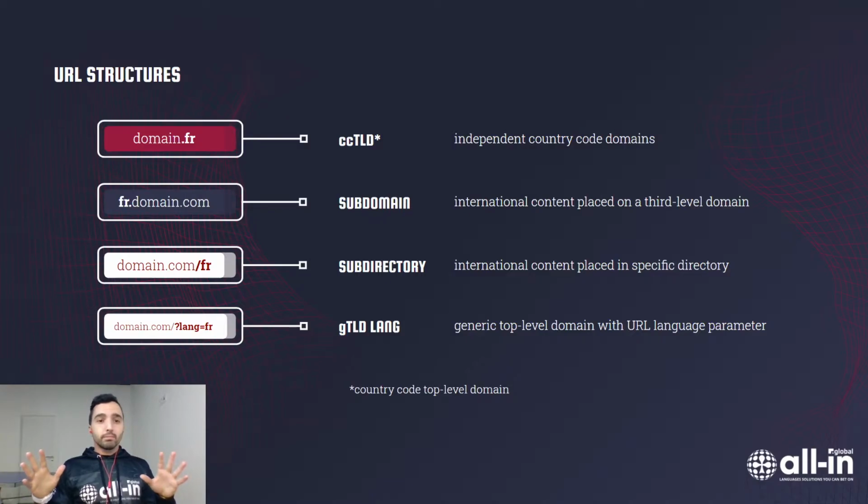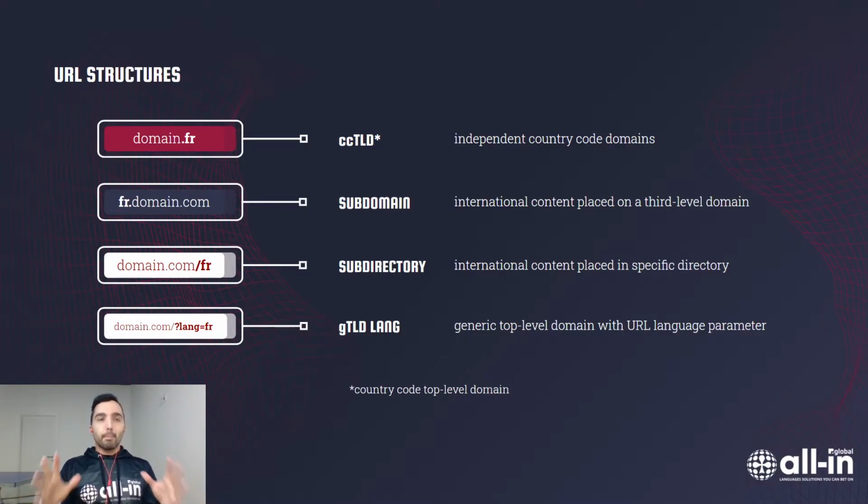I'm going to give you four. We probably have more options that you can use in terms of selecting the URL structure that you want, but these four are probably the ones that 99% of people go to, and these are the ones that we can say have results and are good practices in terms of SEO. The first is ccTLD, which means country code top level domain.